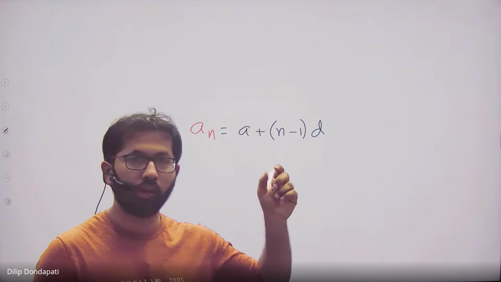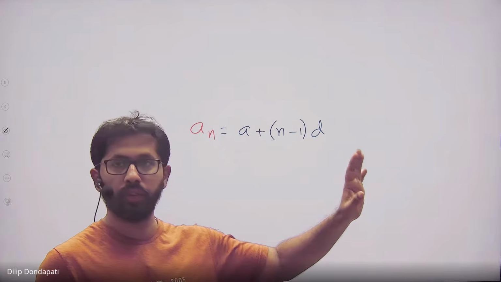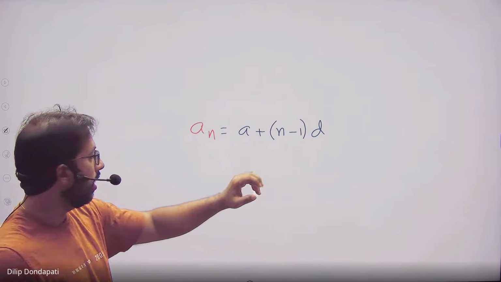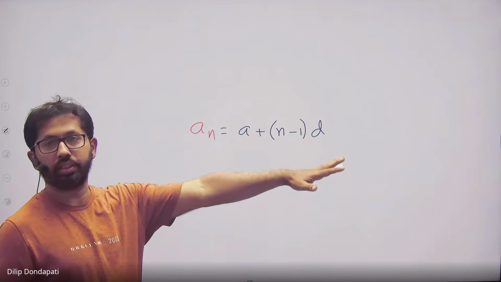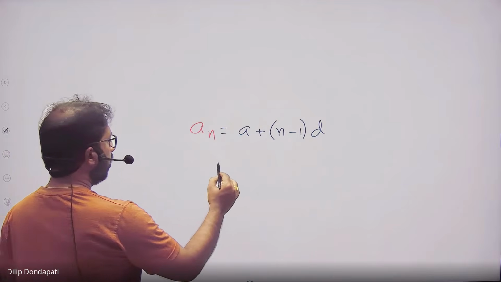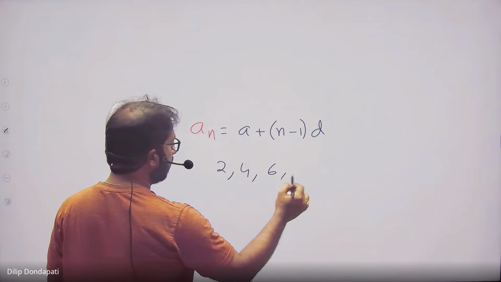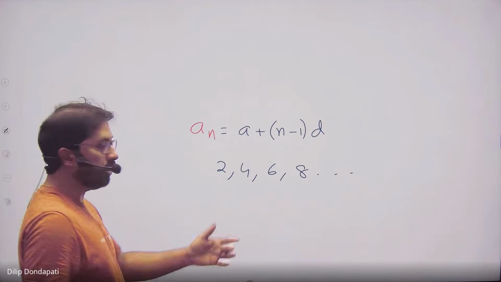Number of terms will be always an integer value, मतलब positive value 1, 2, 3, 4, 5 रहेगा, right? And an is the nth term of the series. Suppose 2, 4, 6, 8 and so on is there. Whether this is an AP series or not?